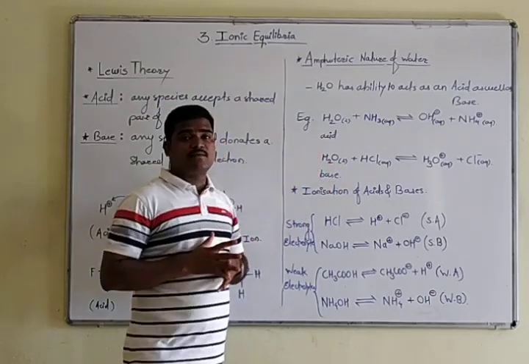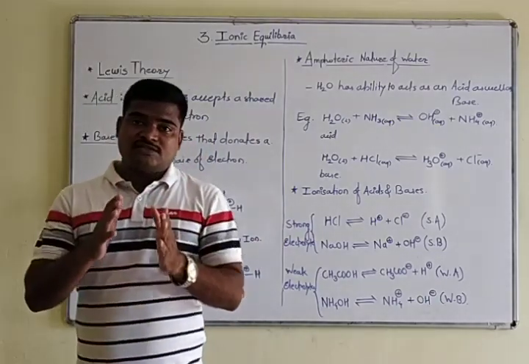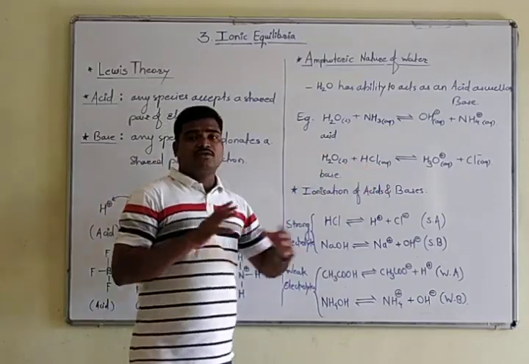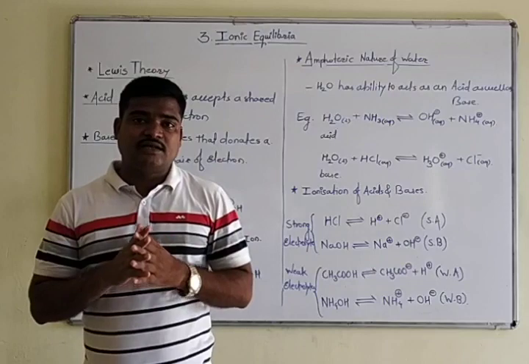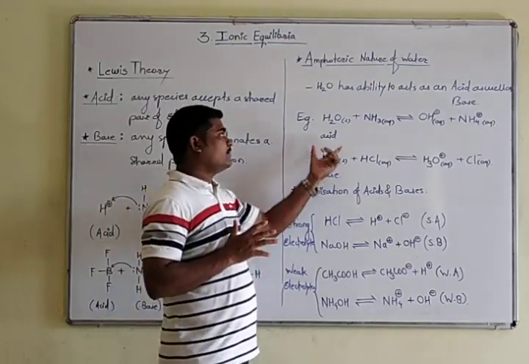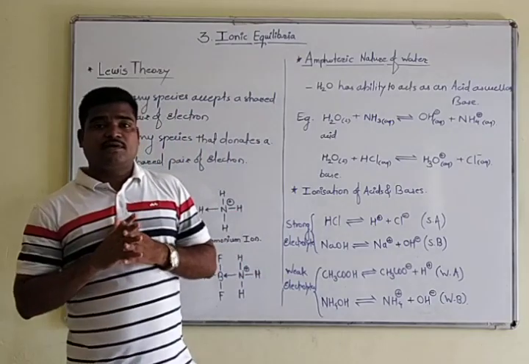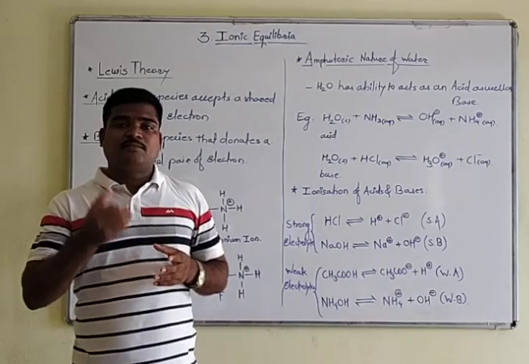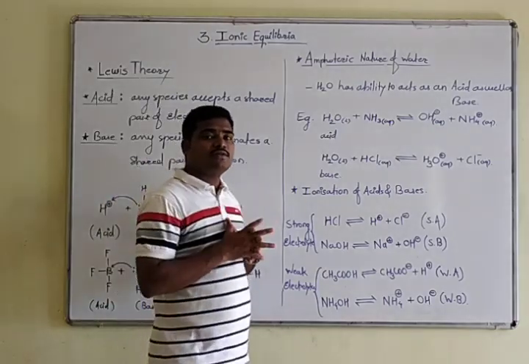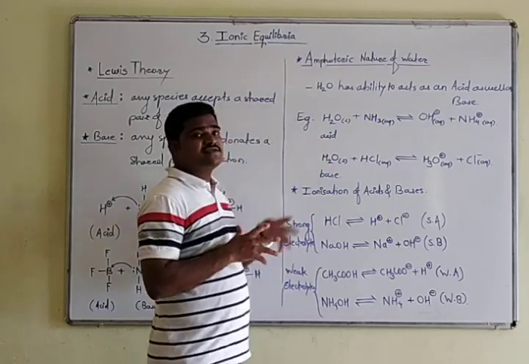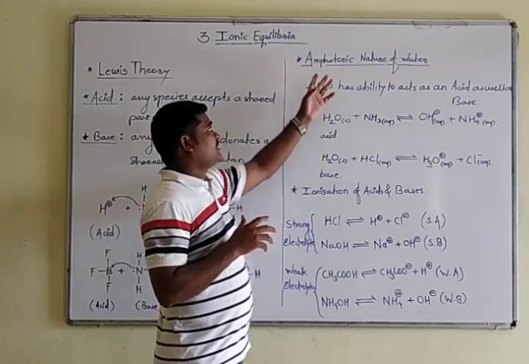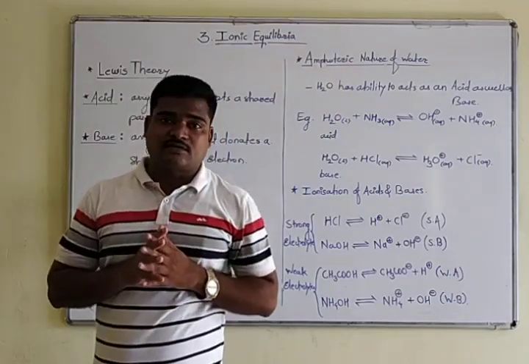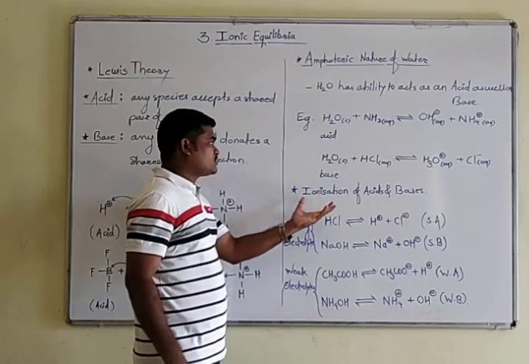Now we have seen two examples. When water is in contact with ammonia, it acts as an acid, and when water is in contact with an acid, that is HCl, it acts as a base. What is the theory behind this? It changes its nature according to the incoming solution, or when it is in contact with other chemicals. That's why we can say that water shows amphoteric nature. So this is the amphoteric nature of water.